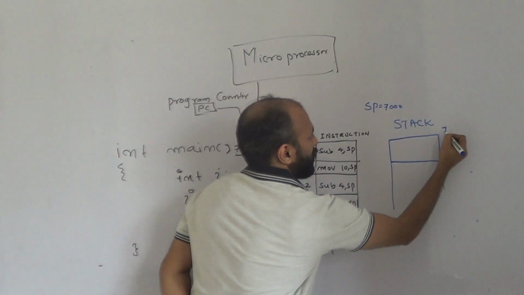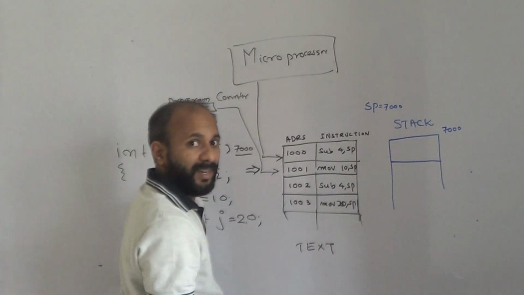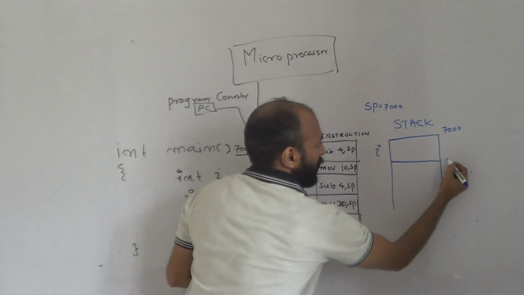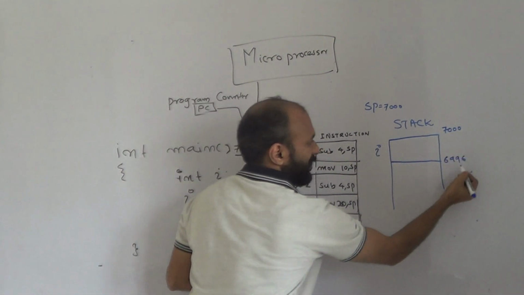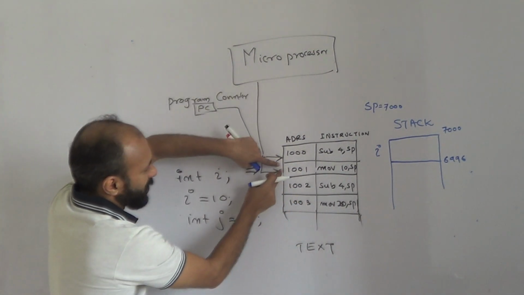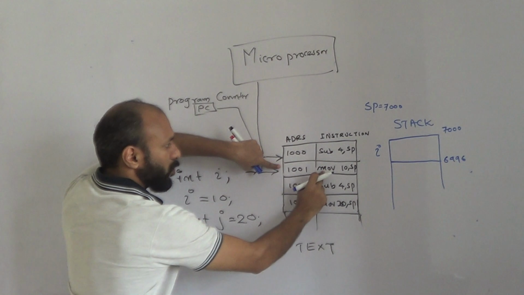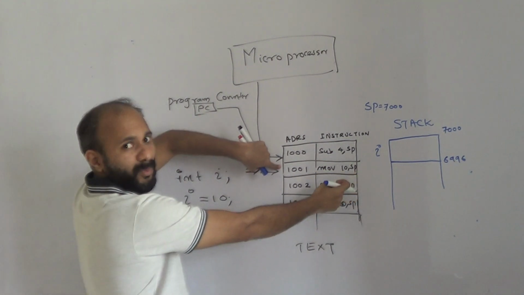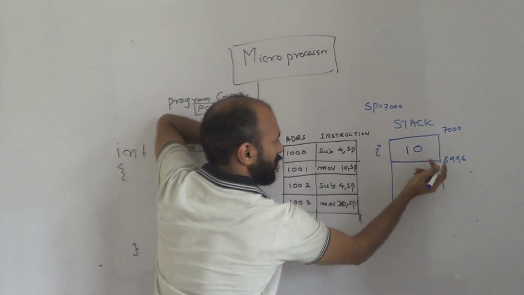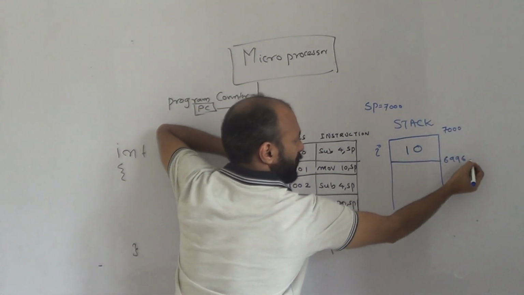It was 7000 before. Now subtracting 4 for the variable I. Now this will be 6996. Now next line. Now processor is reading this line. So move 10 to where the stack pointer is currently pointing. So 10, which is moved now, stack pointer is pointing to some new location.